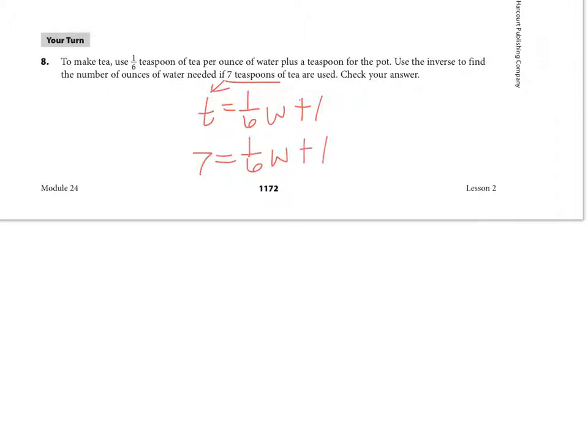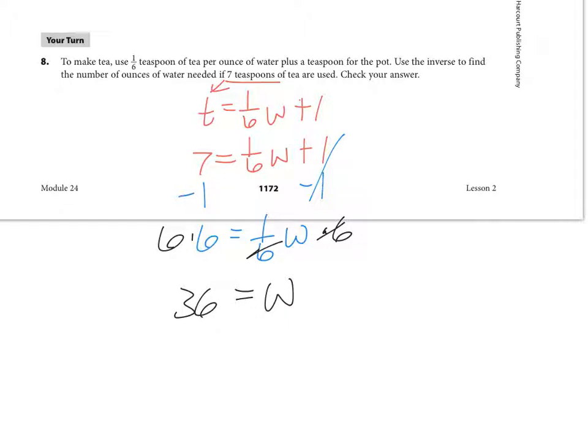And then I would have worked the problem out from there, which is 7 minus 1, 6, is 1/6 W. Then to get rid of the 1/6, you multiply both sides by 6, and you still end up with the same answer, which is 36 equals W. So there's not a whole lot of purpose in finding an inverse function for word problems. You can just use the original equation and plug in what you know. So I don't see much application to it, but you can do that if you want to.